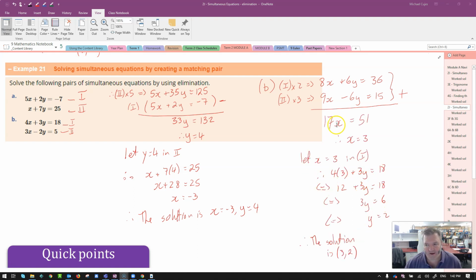Okay, hopefully you've had a go. Once I added them, I got x equals 3, substituted that in, and I got y equals 2. If you substitute that into each of the equations, you'll see you've got them right.